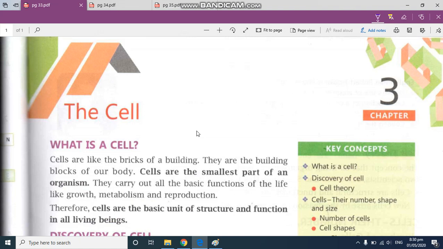Welcome students. Let's start with the chapter, the cell. So the very first question, what is a cell? Cells are like the bricks of a building.